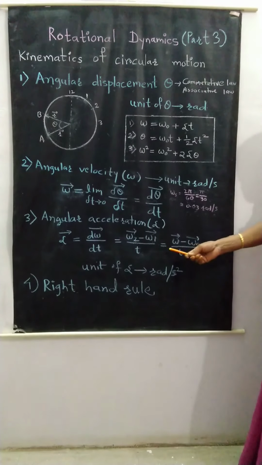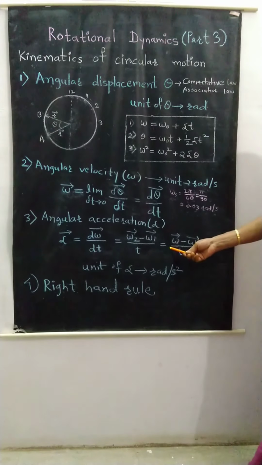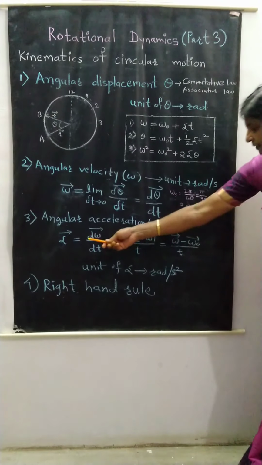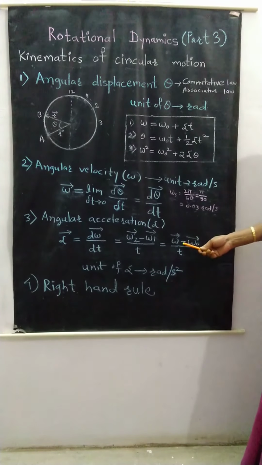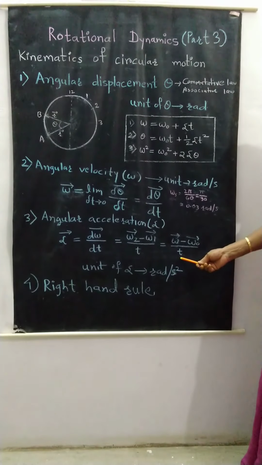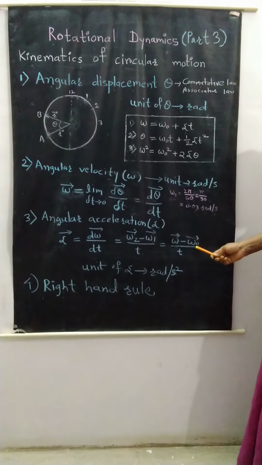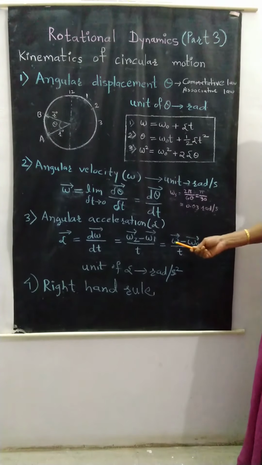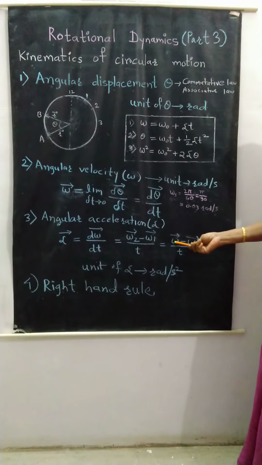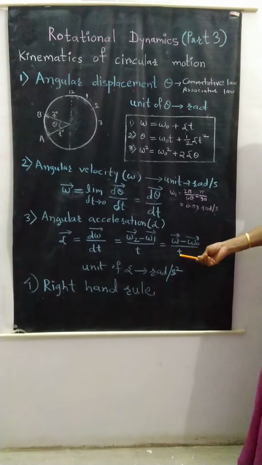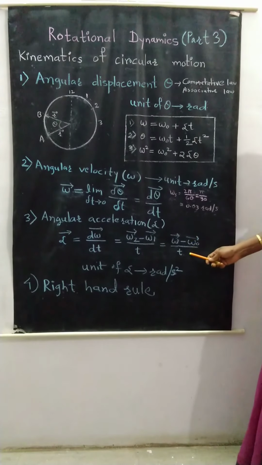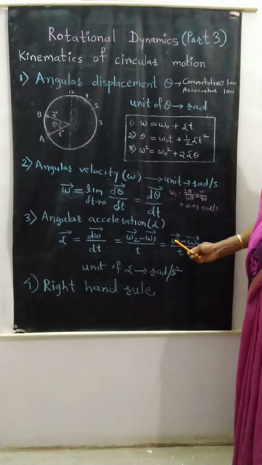Using other symbols, we can show that alpha is equal to omega minus omega 0 upon t. In this equation, omega 0 is the initial angular velocity, omega is the final angular velocity, and t is the time interval in which the angular velocity changes from omega 0 to omega.